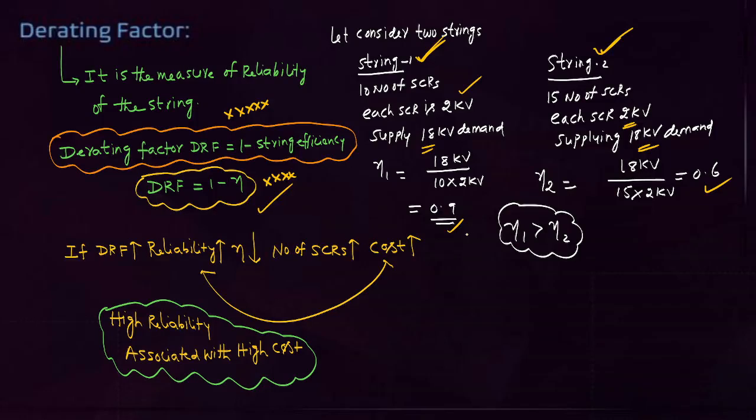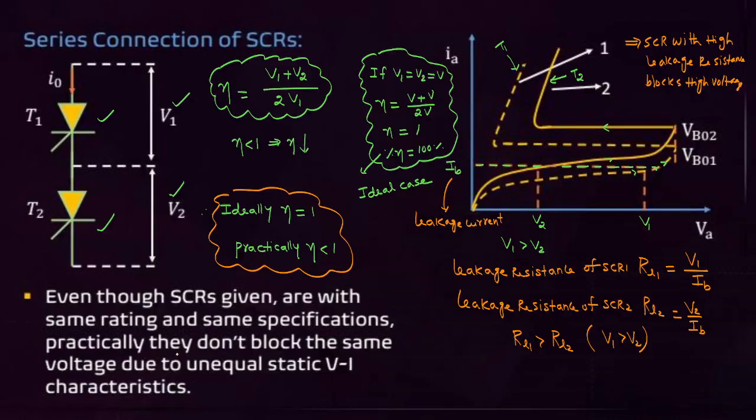What is the observation here? If efficiency increases, reliability reduces. If the derating factor increases, reliability is high. If reliability is more, efficiency is less. To maintain high reliability, here you see 15 SCRs, there 10 SCRs. String 2 is more reliable as compared to string 1. How are we maintaining more reliability? Because of more SCRs. That is, to maintain high reliability, we have to use more SCRs. If the number of SCRs is increased, the cost also increases. But mainly you have to remember this relation. This is about the derating factor.